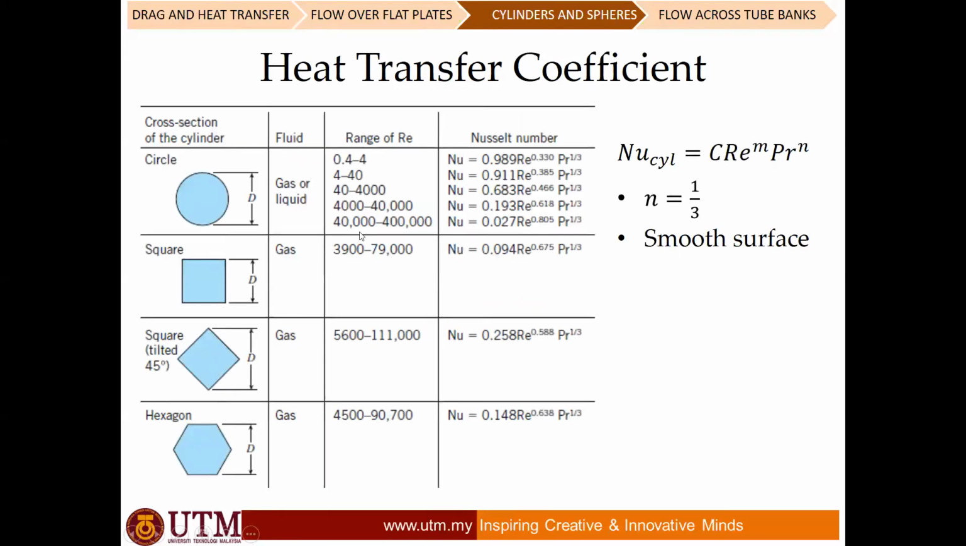You can also use this correlation for a circle, because it is similar to a cylinder. But you need to check the Reynolds number. If your Reynolds number is in this region, you need to use this correlation and equate the Nusselt number to hL over k. You find h. Let's say you are working with a Reynolds number of 40,000, then you choose this equation. This is the correlation to find your Nusselt number and correspondingly find the heat transfer coefficient.